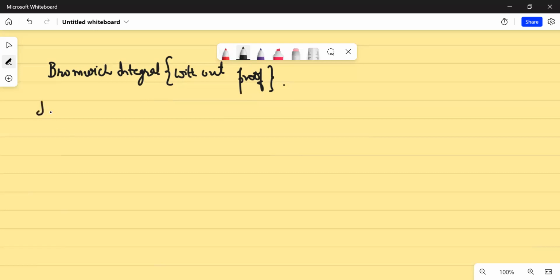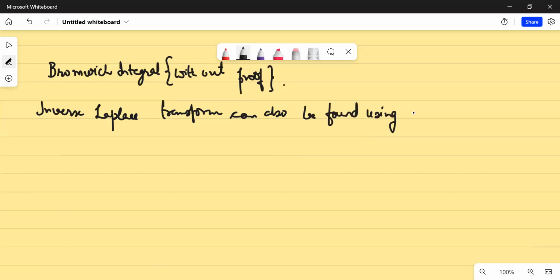your inverse Laplace transform can also be found using contour integration. And this is the last resort, I would tell you. It's not essential that you go by this method, but it is the last resort that you can think of. Okay. So for example, inverse Laplace transform can be found using this contour integration.